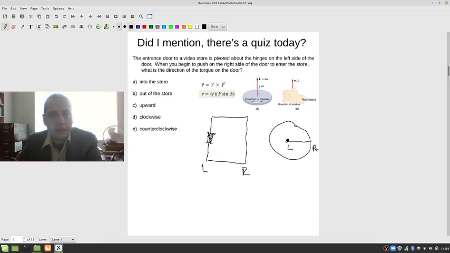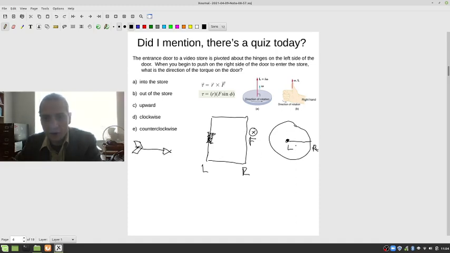when you begin to push the right side of the door to enter the store. Okay, so I'm going to push in. So F is going into the page. The usual physics way that you draw that is with a little circle and an X. The idea behind this notation is that you're imagining an arrow and the feathers at the back make an X. Okay, so there's an X.